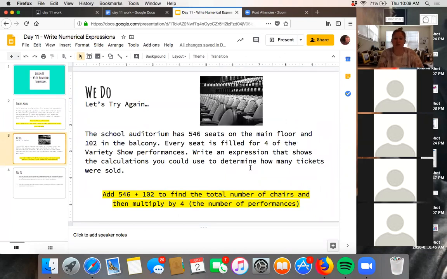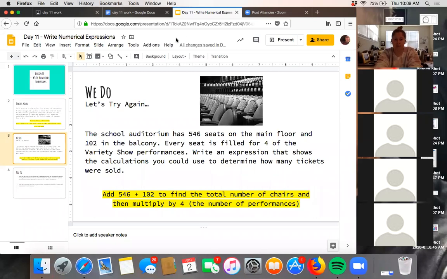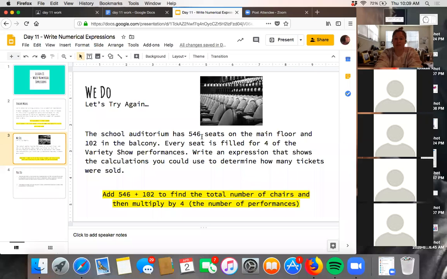Write an expression that shows the calculations you could use to determine how many tickets were sold. So again, they're just wanting you to write an expression. Where I started was, I want to know how many seats are in one auditorium show. It says there's 546 seats on the main floor and 102 on the balcony. So the first thing I want to know is how many seats that is total. I said in red at the bottom, I would add 546 plus 102, and that's going to tell me the total number of chairs in one performance.